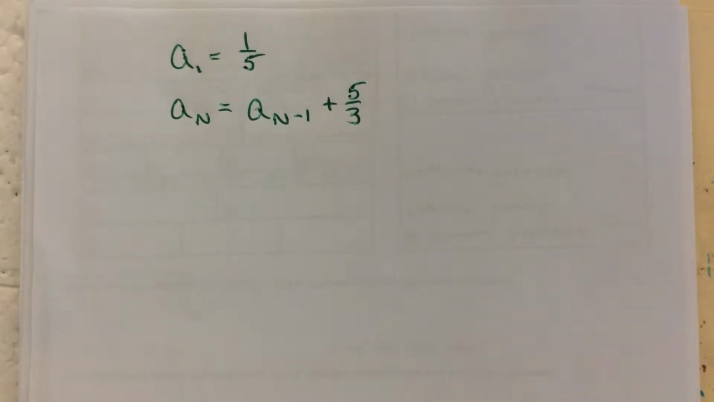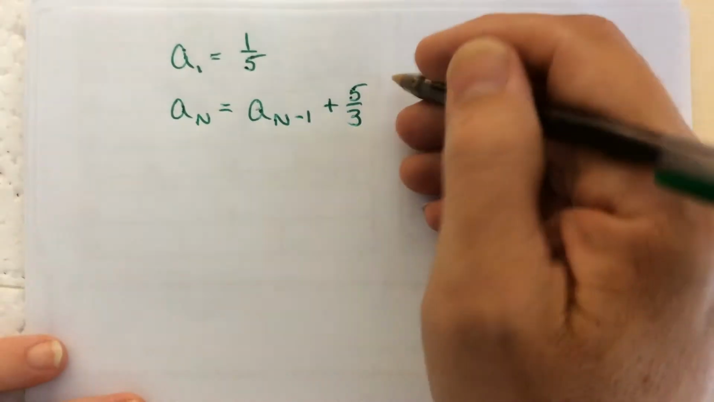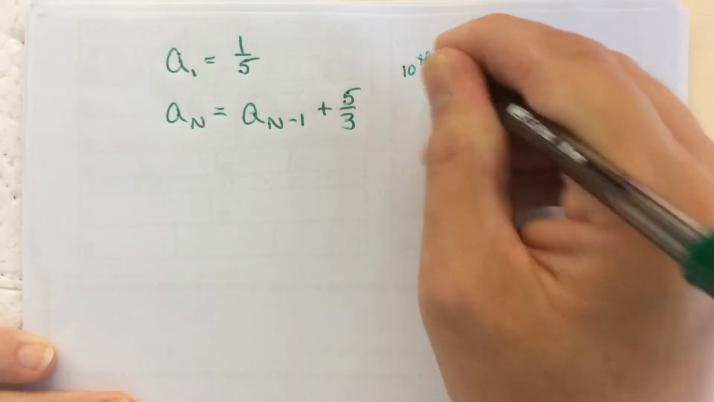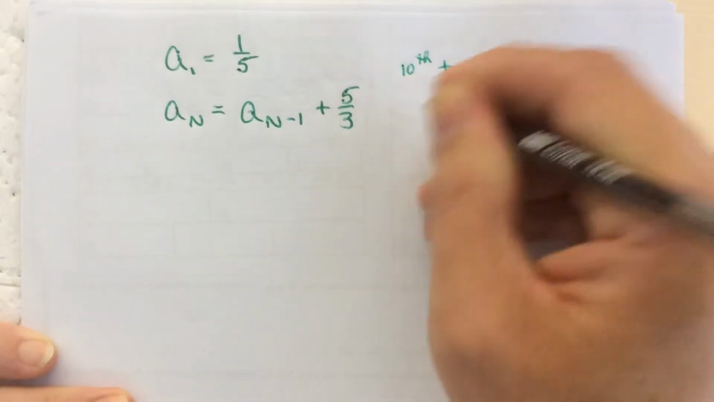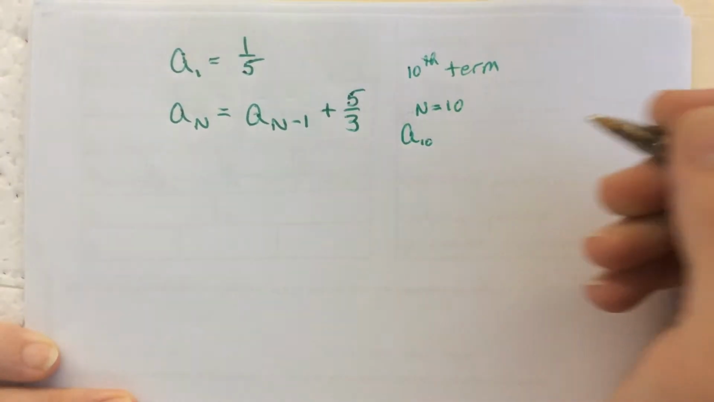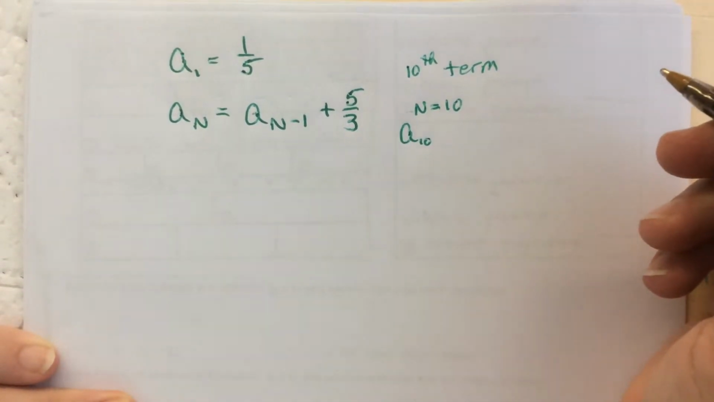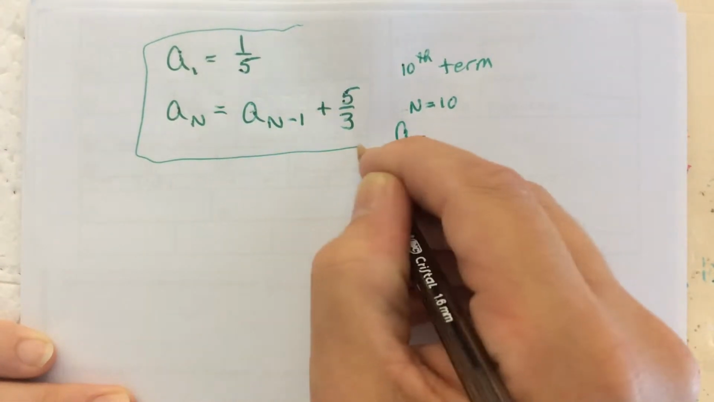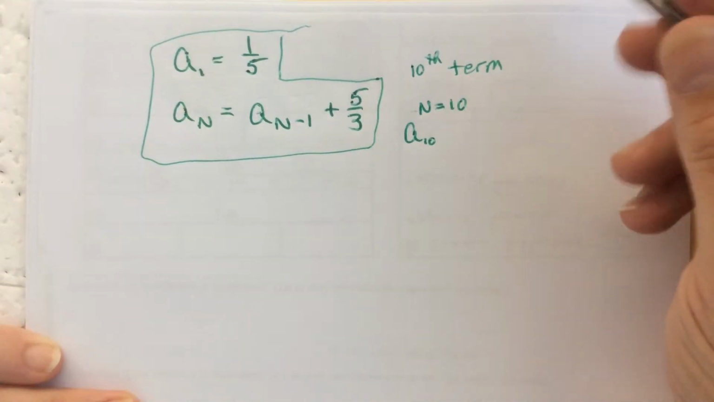There are really only two categories of things here. One is, can you find a given term if you're given a formula? For the test, this one said find the 10th term, which means find A10. That's the 10th term. There are two pieces of information here, and you need both of them to get where you want to go.